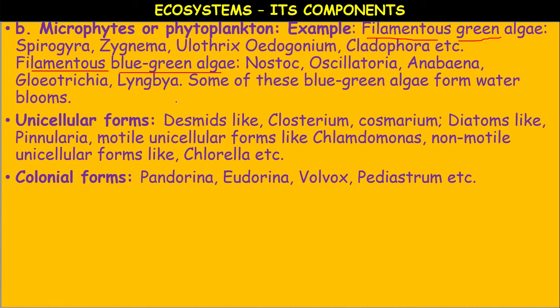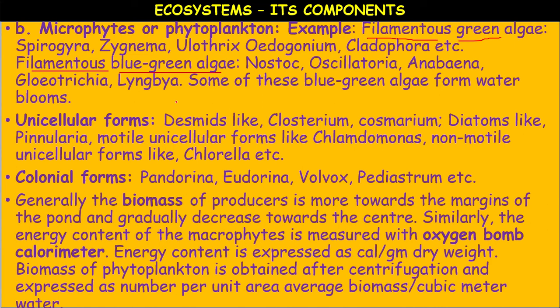And colonial forms means which live in groups. The colonial forms of the pond ecosystem, the biotic component, include Pandorina, Eudorina, Volvox, and Pediastrum. Generally the biomass of producers is more towards the margins of the pond and gradually decreases towards the center.